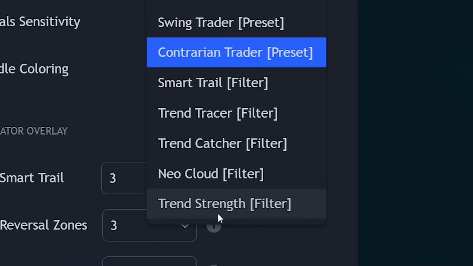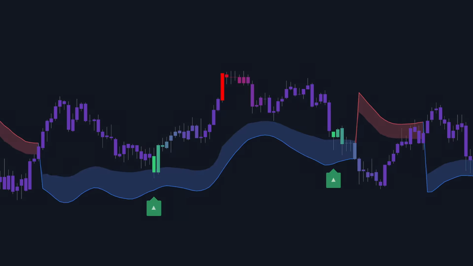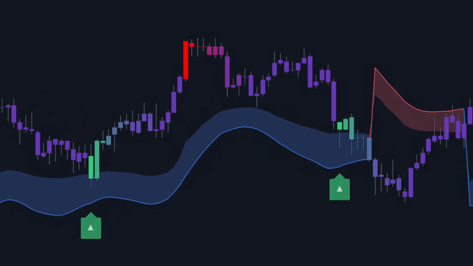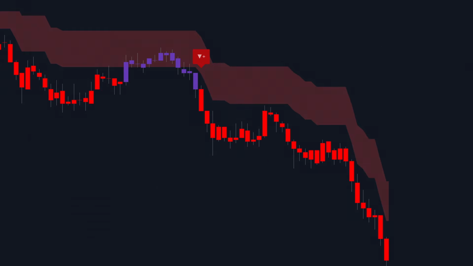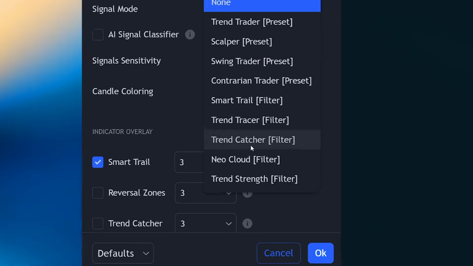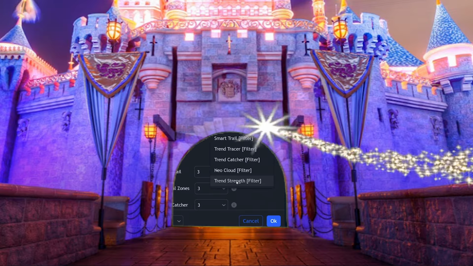For example, if you enable the Smart Trail filter, the indicator will only show signals that align perfectly with the Smart Trail direction. The same applies to the Trend Tracer, Trend Catcher, and Neo Cloud filters. One unique filter here is the Trend Strength filter. Now this is where the magic happens.